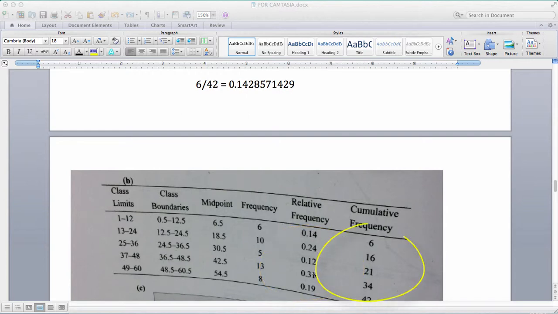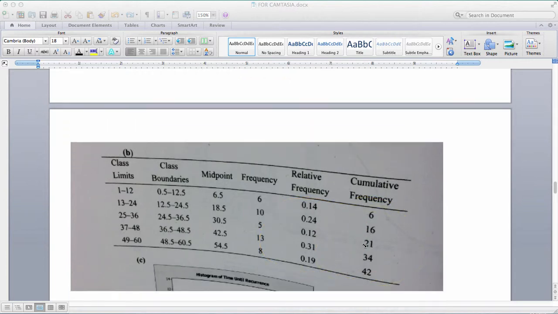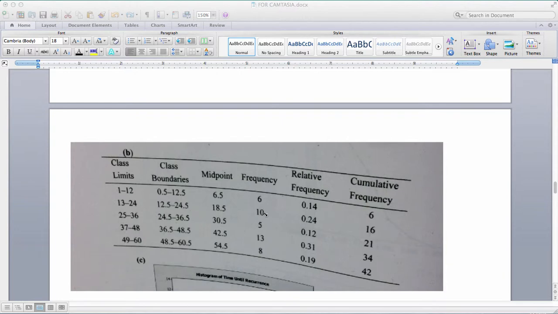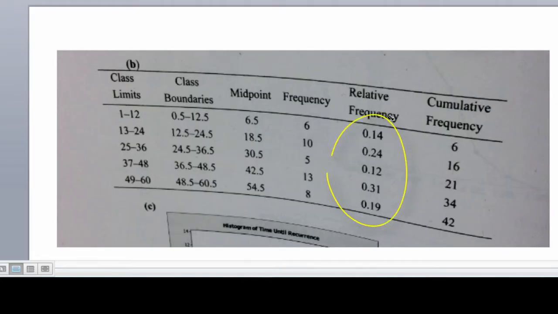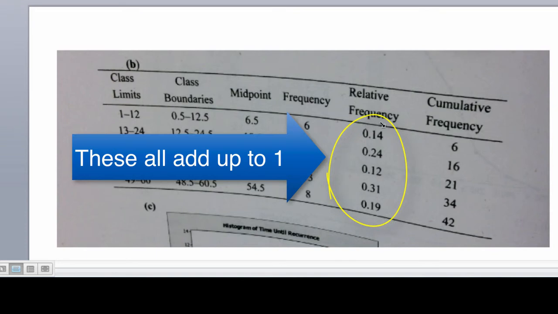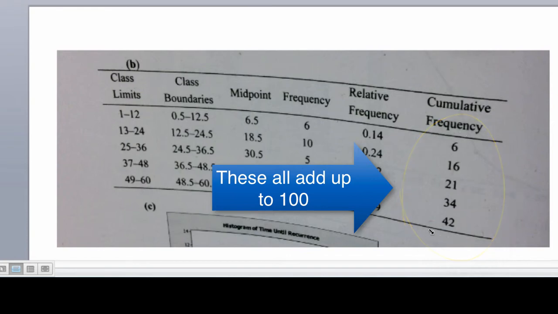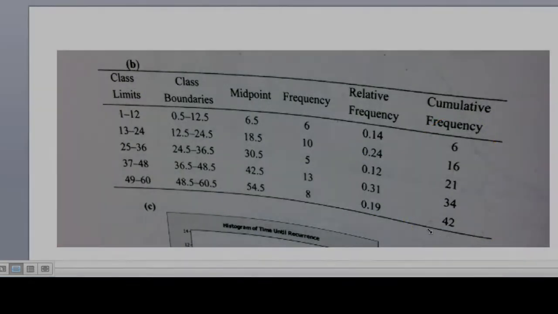Okay, the cumulative frequency, as you can see, is just adding as you go along of the frequency. So we start out with 6 for the frequency and the relative frequency, and then 6 plus 10 is 16, so you're accumulating, or cumulative, adding as you go along. And then 16 plus 5 is 21, then 21 plus 13 is 34, 34 plus 8 is 42. Notice if you add the relative frequencies, you will get 1. If you add the cumulative frequency, you will get 100, or 100% of all of the data values.